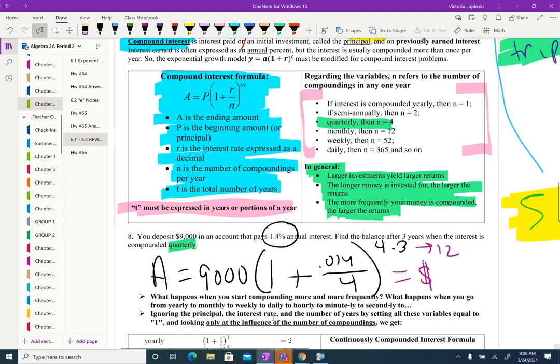$9,385.36. And again, have some common sense here. You should not be a millionaire after investing for just a couple of years.